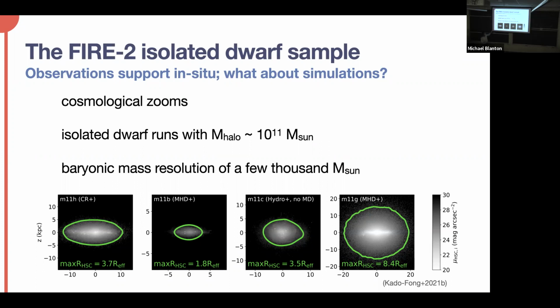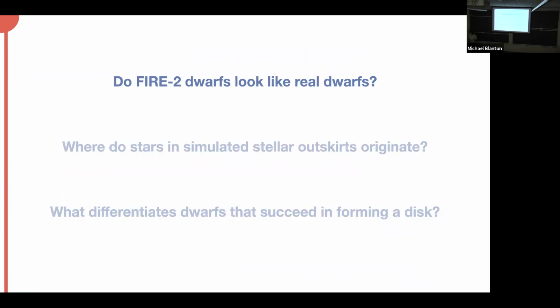To give you an idea of what these dwarf galaxies look like, especially compared to HSC, here I'm showing mock HSC I-band maps of 4 of the M11, so 10 to the 11 halo mass, FIRE galaxies. The line contour in each of these shows the isophote at the nominal HSC surface brightness limit. Okay, so for these FIRE galaxies, there are really 3 questions that we want to answer. 1, do FIRE dwarfs look like real dwarfs? And actually the next 2 won't make sense until I answer the first one.